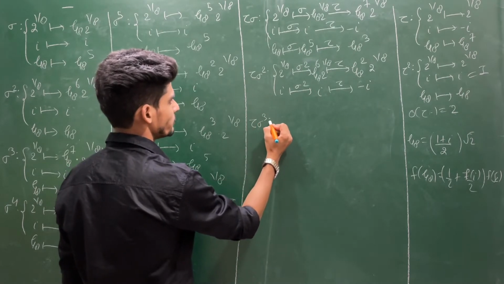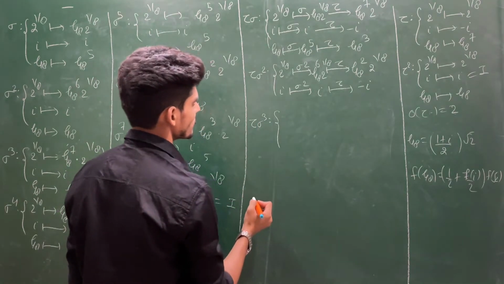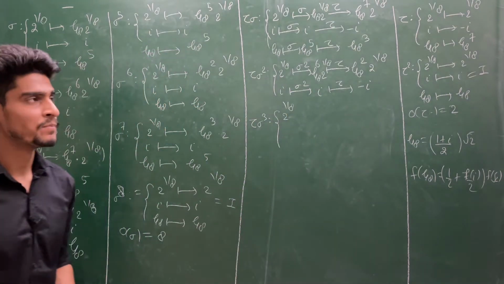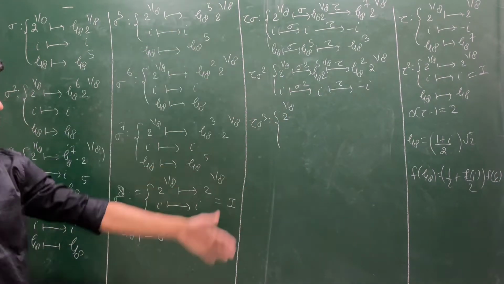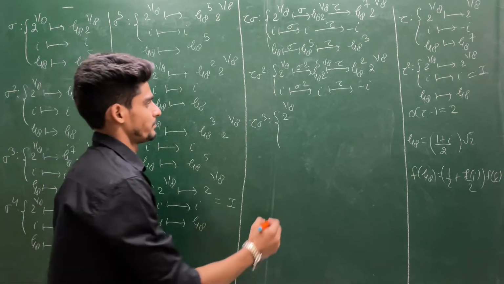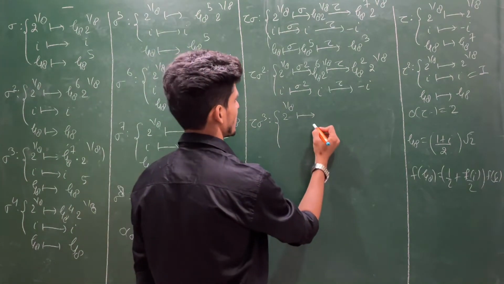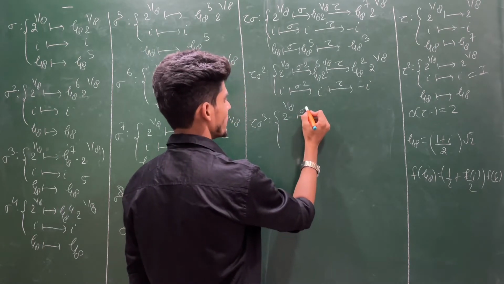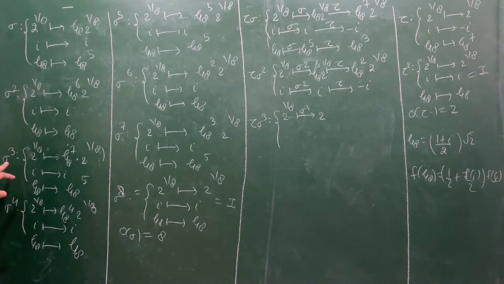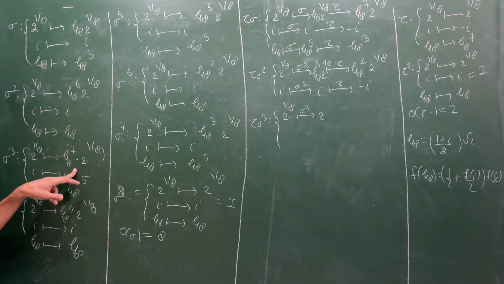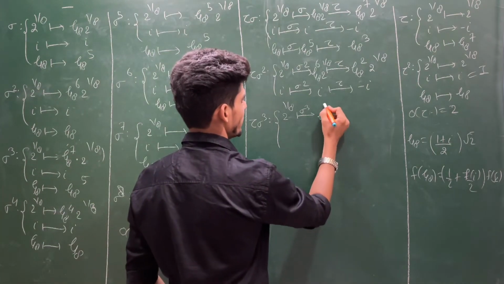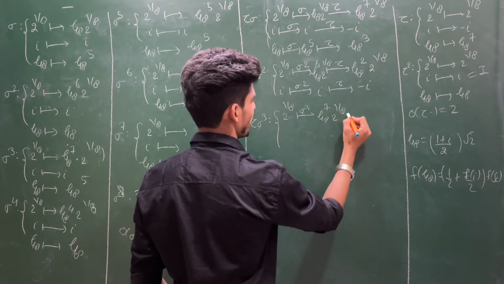Tau sigma cube. If you see, this is 2^(1/8), and every element I am writing is a distinct element. I am not repeating the elements. So you see this is 2^(1/8) under sigma cube. Under sigma cube it goes to zeta_8^7 · 2^(1/8). So this is zeta_8^7 · 2^(1/8).